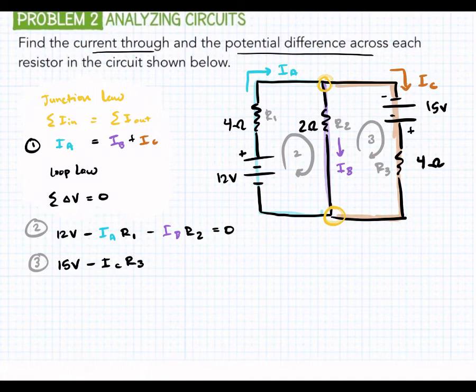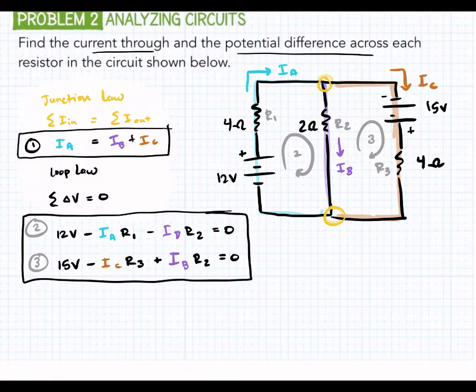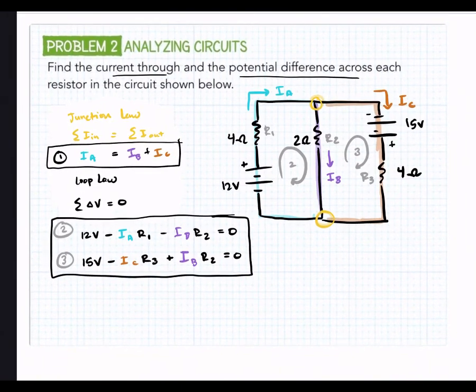And then finally we get back to R2. But here you'll notice the current through R2 goes down while the direction of travel goes up. So in this case we end up with plus IB R2. And this, we have 3 equations and 3 unknowns. All right. So we're going to zoom out a little, and then we're going to deal with just these equations.